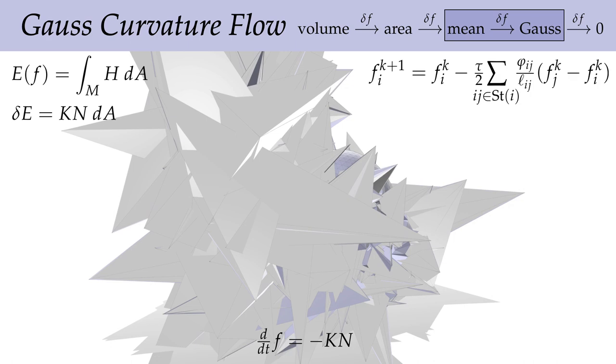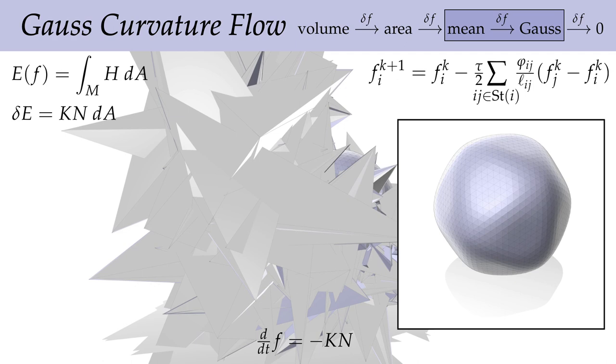One place that it does make sense is for convex surfaces. So here's Gauss curvature flow on an icosahedron. And there's a very nice story actually about Gauss curvature flow that for convex surfaces, you can think of it in analogy to throwing a stone down a hill. So if you imagine you take a convex stone, you toss it off the top of an extremely tall hill, and it starts rolling and bouncing down the hill.